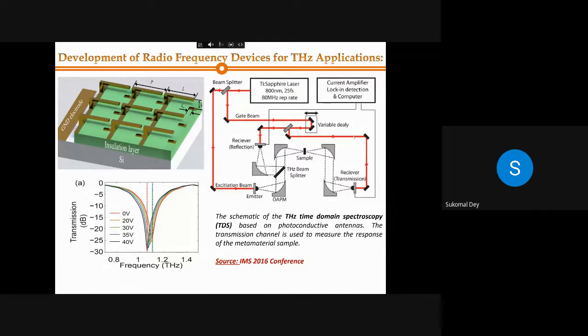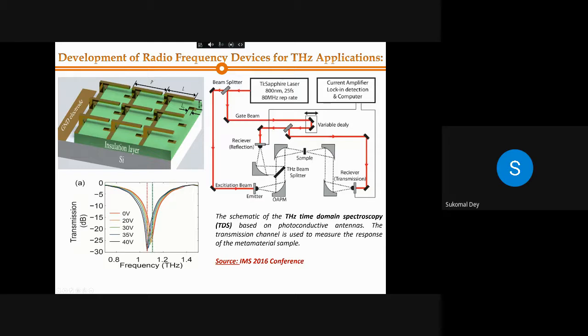I would not say FSS is a metamaterial-based structure, but I can consider the frequency selective surface one of the subsets of metamaterials, because some of the properties match. This is the photograph I am showing you. It is basically a frequency selective surface where a lot of cantilevers are connected, and with the help of this cantilever beam, one can make a reconfigurable frequency selective surface. The reconfiguration can be made very nicely, and for the measurement setup that they used, I am taking a source: this particular paper was available in IMS 2016. If you are interested, you can look at this paper.